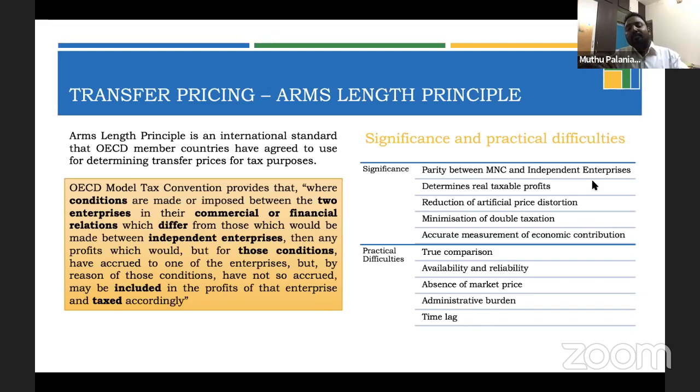The next one is about minimization of double taxation. When you say double taxation, there is a possibility that it is getting adjusted in one location alone and not getting adjusted in another country. The same income being treated in a different manner across the countries. So this arm's length principle will determine a universal price, which means it is 120 in India and the US, which means there is no double taxation of the same 20.